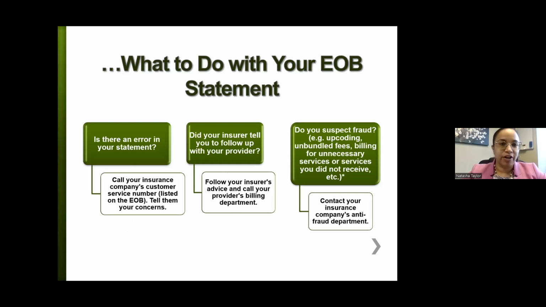If there is an error in your EOB statement, you want to call your insurance company's customer service number, which is listed on the EOB, and tell them your concerns. If your insurer tells you to follow up with your provider, you want to follow their advice and call your provider's billing department. If you suspect any fraud or upcoding or duplicate coding or unbundled fees or billing for unnecessary services or services that you did not receive, you want to contact your insurance company's anti-fraud department.